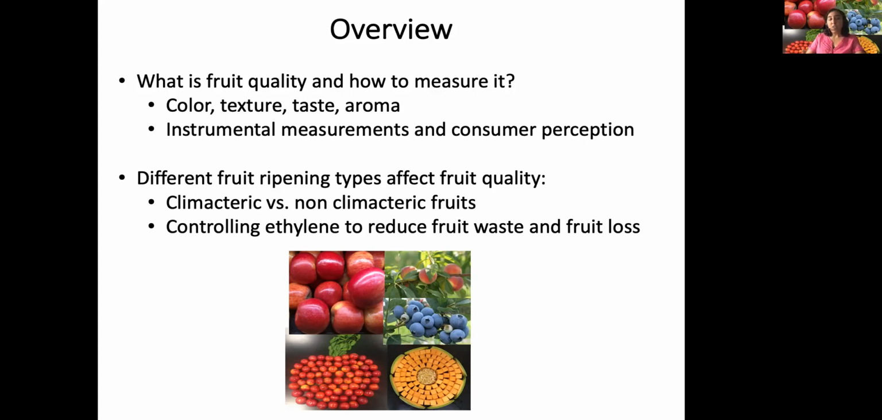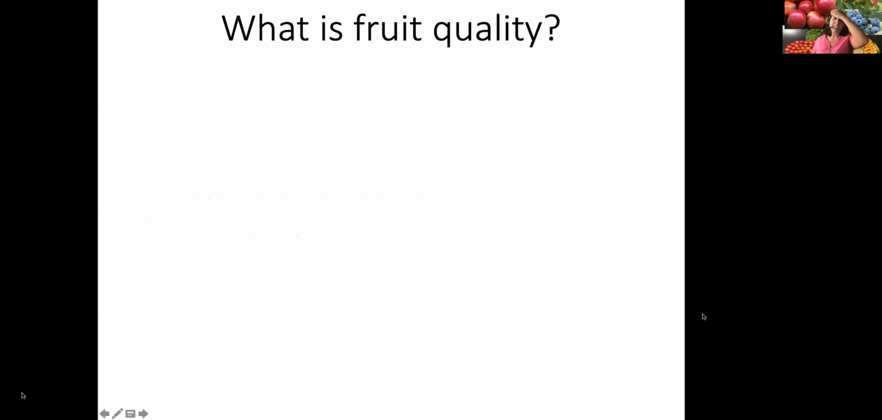And then we are going to touch on different types of fruits which are classified differently according to their ripening types or ripening behaviors. We are going to look at what is a climacteric and a non-climacteric fruit. And once we identify their differences, we are going to look at a widely commercially used strategy in order to control ethylene, one of the most important ripening related hormones. And how can this help in order to reduce fruit waste and fruit loss while maintaining fruit quality? Okay, so with that, let's move forward, and we are going to start looking at what is fruit quality.